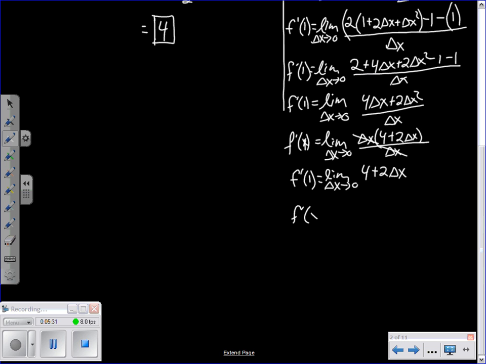So f prime of 1 is equal to the limit as delta x goes to 0 of 4 plus 2 delta x. I plug in 0 for delta x, so this is 4 plus 2 times 0, which is 4. So my instantaneous rate of change is also 4. This just happens to be a coincidence that these two equal the same thing. But the cool thing here is that we can take our function, find the average rate of change, and then also find the instantaneous rate of change at a specific point using this idea of a derivative.